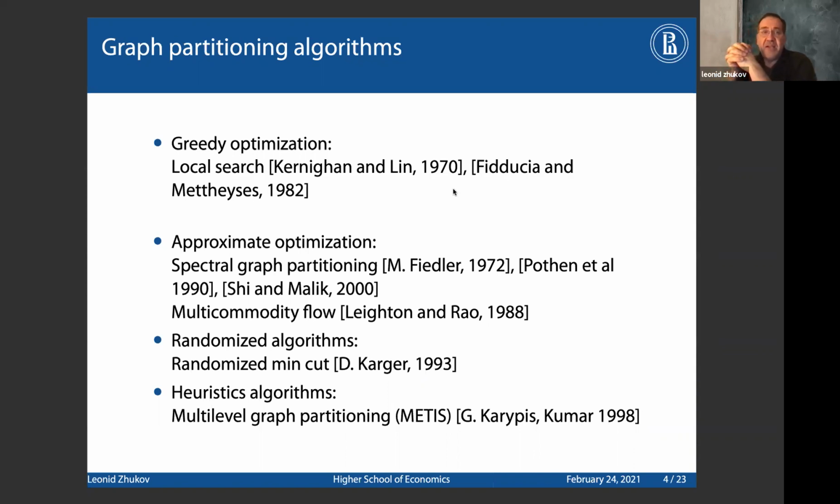And then there are some practical heuristic algorithms. One of them is the famous METIS, multi-level graph partitioning, which just works well. And if you want to split a graph into multiple pieces, that's usually the software and the algorithm you go after.